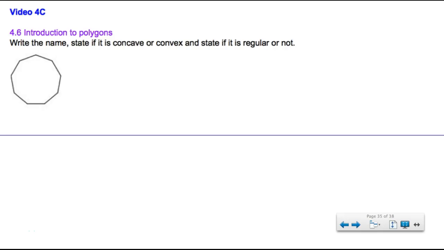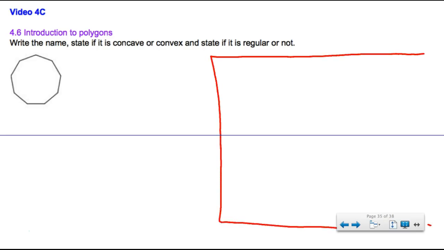In video 4.6, we're going to talk a lot about polygons. There's a whole bunch of stuff you're going to learn about them. So off on the side here, let's put a concept box here. First of all, poly means many. Gon loosely means side. So a polygon is a many-sided figure, but it can't have any curves. So no curves. All straight lines connected and can't cross over.